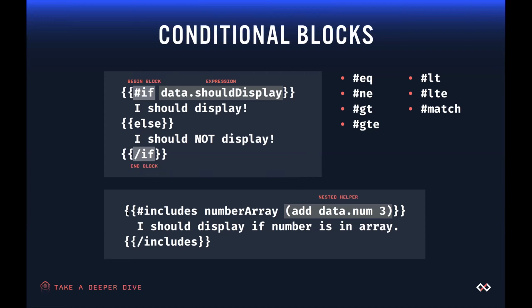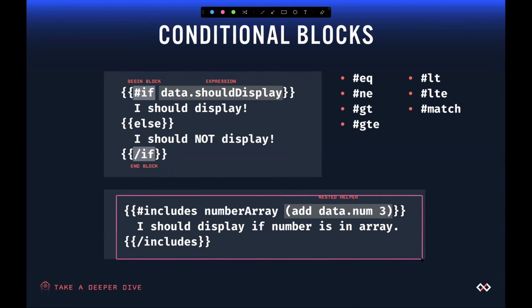One really cool block that I want to talk about is the includes. It's very common when you're operating over, say, a list of things, like a list of numbers, to want to display something if a number that I have is in this list. So you can use the includes helper, and it gives you a nice way to say, include this information if this number is in the array.